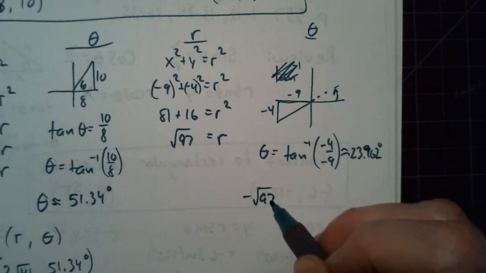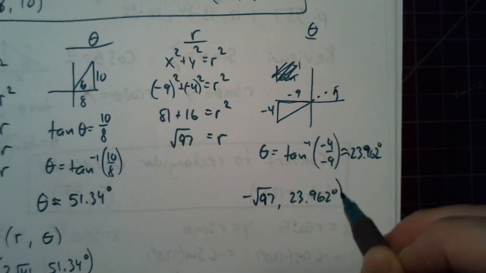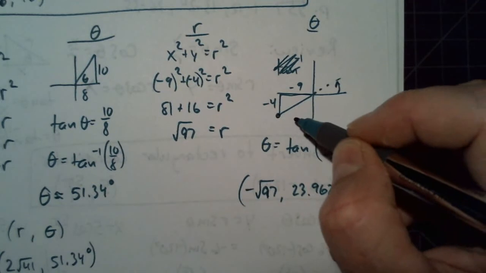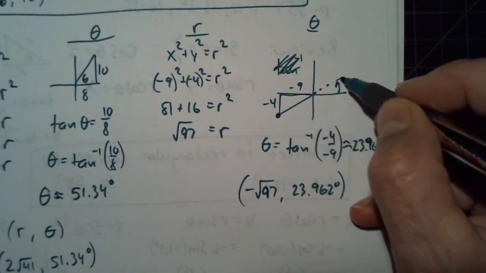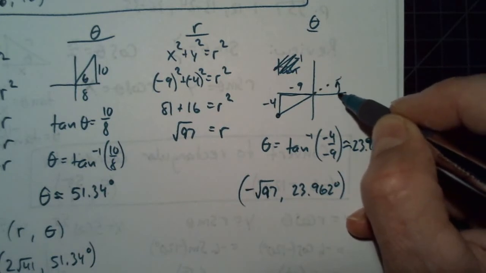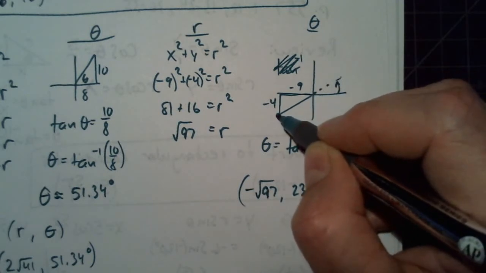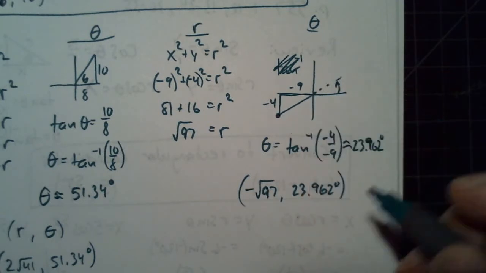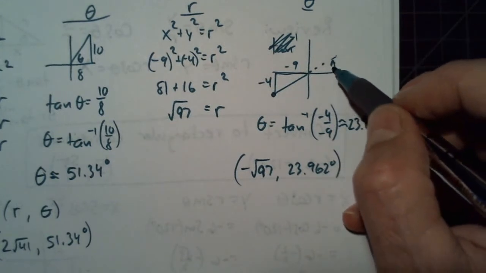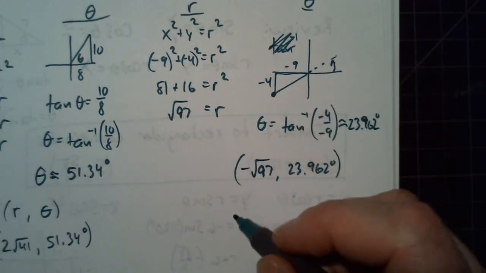negative radical 97, 23.962 degrees. The point is there, so we can't just say 23 degrees and radical 97. That would be up there. So we have to rotate. If we rotate 23, then we have to go to a negative radical 97 to end where we need to end. The other option is we could rotate all the way over there and then go with a positive radical 97.